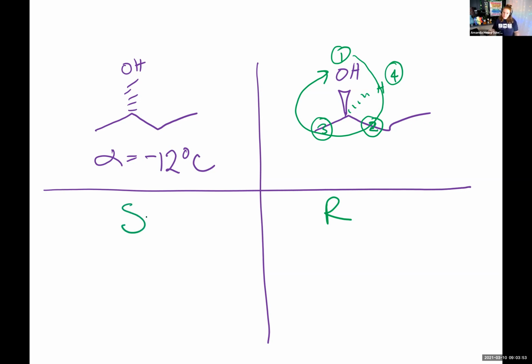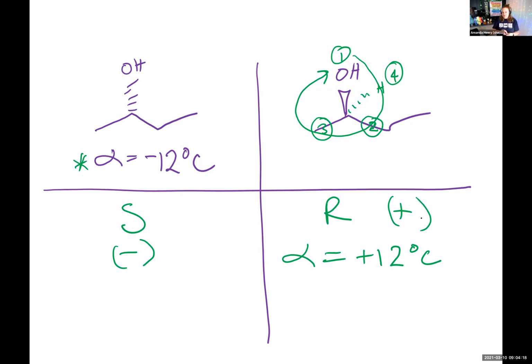I was told that this one has a rotation of negative 12 degrees. What is the rotation of the R enantiomer going to be? The opposite, so positive 12. Exactly, positive 12 degrees. So we could also label this one as the negative and this one as the positive.